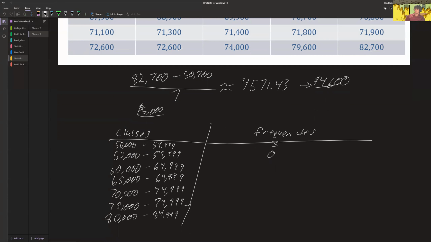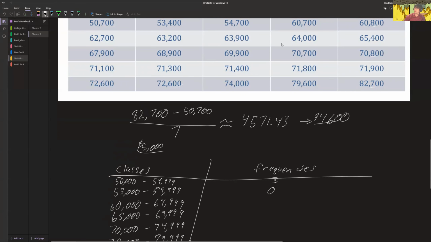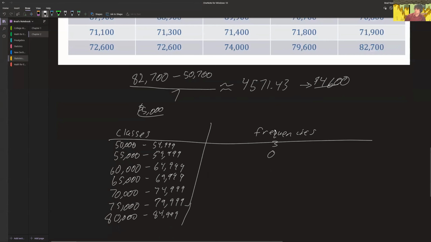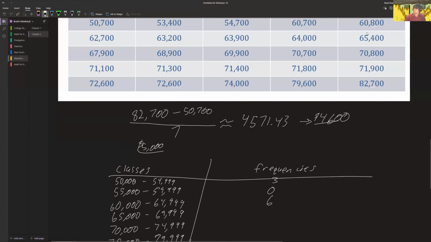Then continuing on, 60,000 to 64,999, I have 1, 2, 3, 4, 5, 6 in here. And then 65,000 to 69,999.